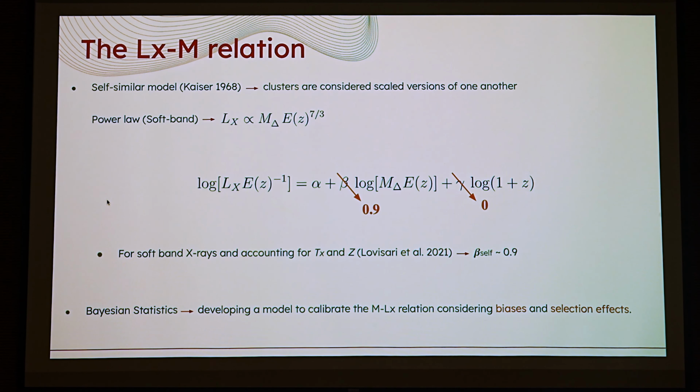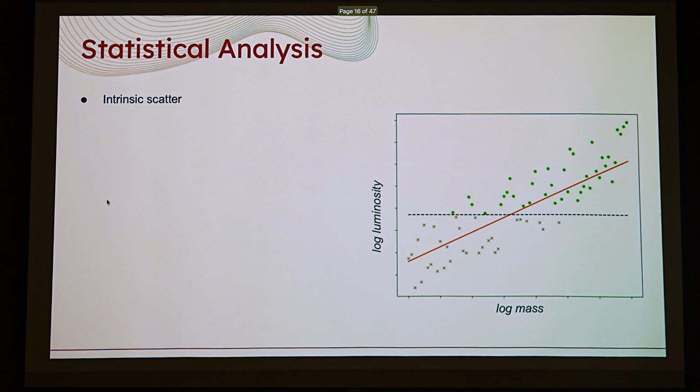So we didn't want to make just a simple linear fit. This was done before. We actually wanted to create a Bayesian model that accounted for effects of biases and selection effects. So we've seen already many presentations that talked about the importance of those effects when dealing with cluster cosmology.